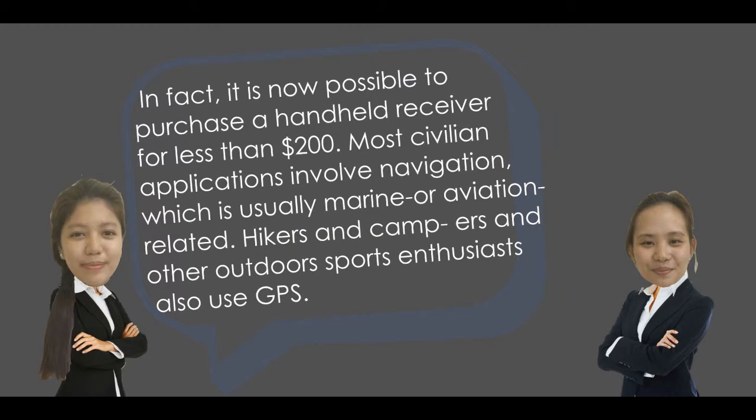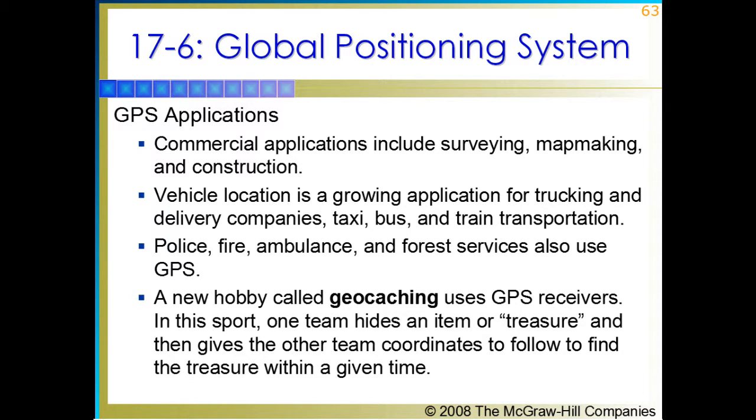Most civilian applications involve navigation, which is usually marine or aviation related. Hikers and campers and other outdoor sports enthusiasts also use GPS. Commercial applications include surveying, map-making, and construction. Vehicle location is a growing application for trucking and delivery companies, taxi, bus, and train transportation. Police, fire, ambulance, and forest services also use GPS. GPS-based navigation systems are now widely available as accessories in cars to provide a continuous readout of current vehicle location.